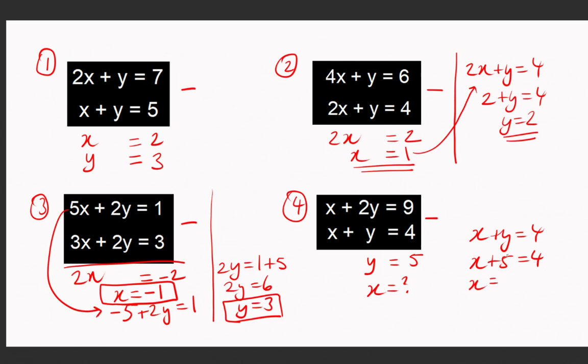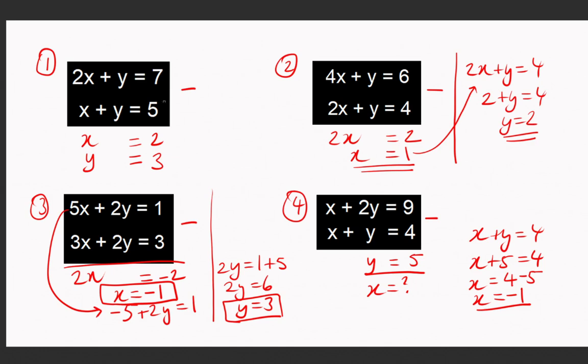And we're going to take the plus 5 to the other side, and it will become a minus. 4 minus 5, or take away 5 from both sides. And 4 minus 5 is minus 1. So that tells me the solution is x equals minus 1 and y equals 5.